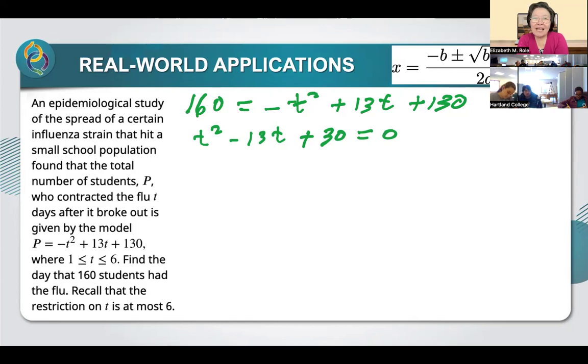Because usually after 6 days, the number of students will already be lowered, because they will have vaccines, so students will no longer be contracting the virus. That's why they're restricting it from 1 to 6 only, because after 6 days, there will already be a different model. So this model is only with day 1 to day 6.